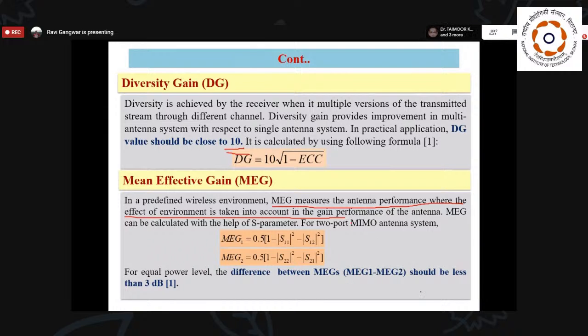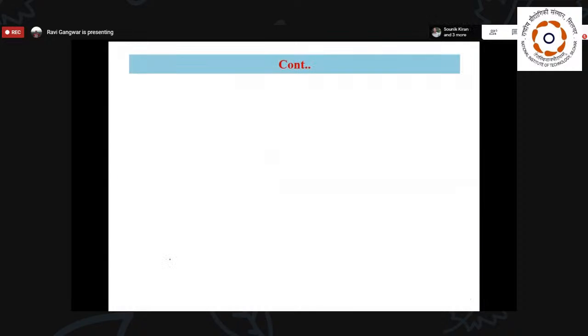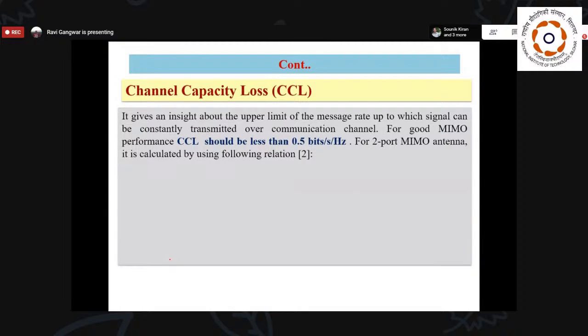In general, the difference between your mean effective gain should be less than 3 dB, which is basically your practical value for getting your best optimization performance. After that, we have another parameter known as channel capacity loss. This channel capacity loss gives information about the maximum data rate up to which a message can be constantly transmitted over the communication channel, and the required value is 0.5 bits per second per hertz.